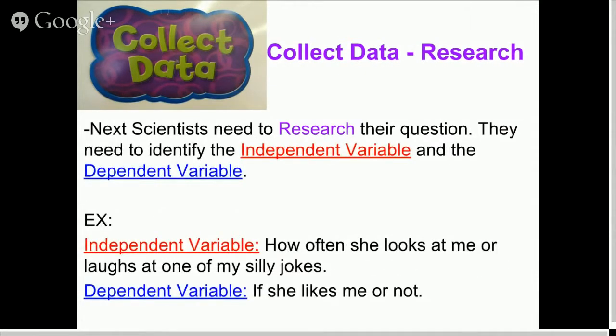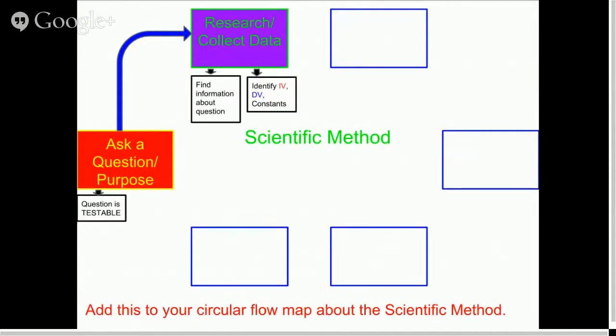Next, I came up with my variables. Okay, so my independent variable, how often she looks at me or laughs at one of my silly jokes. And this will determine if she likes me or not. Okay. Add this to your circular flow map about the scientific method. Go ahead and pause it. Okay.